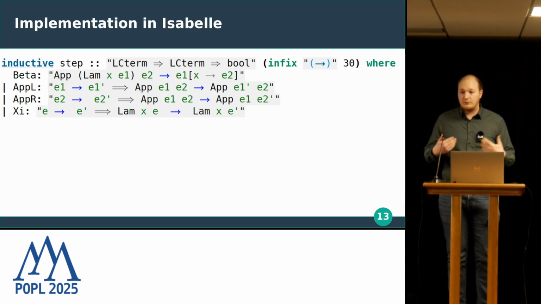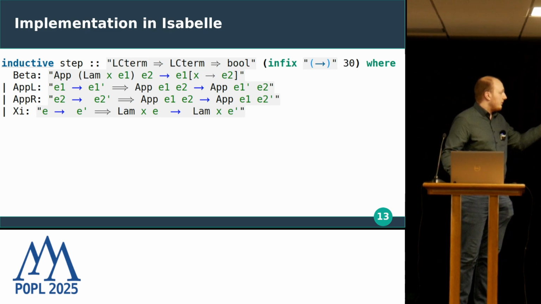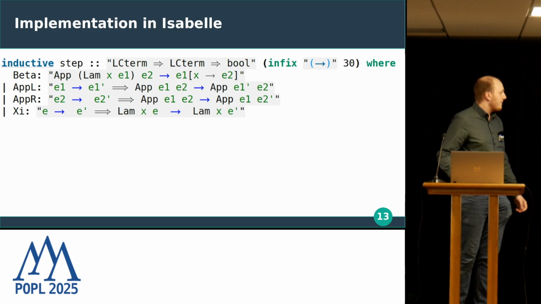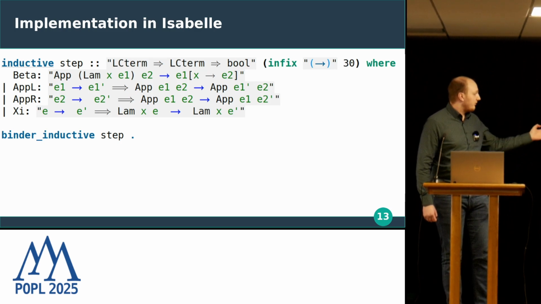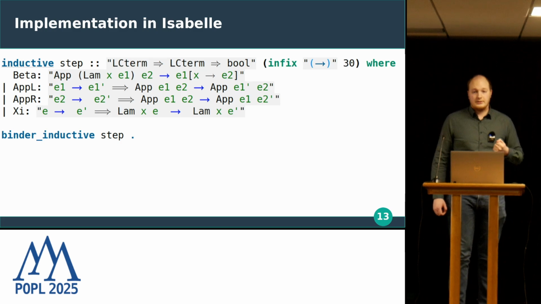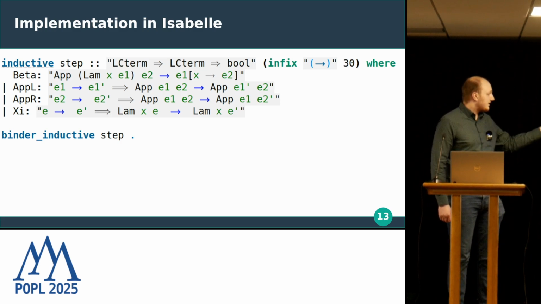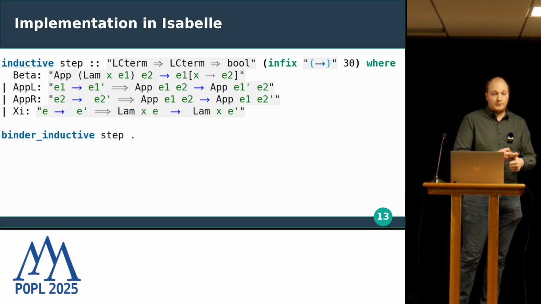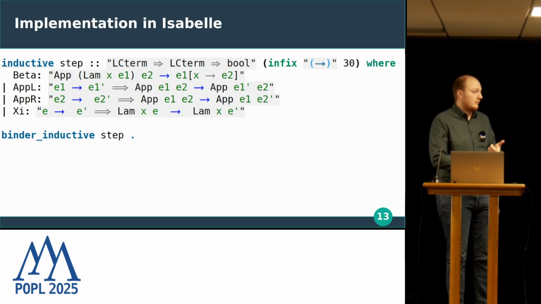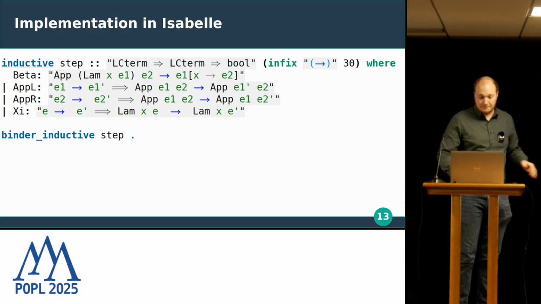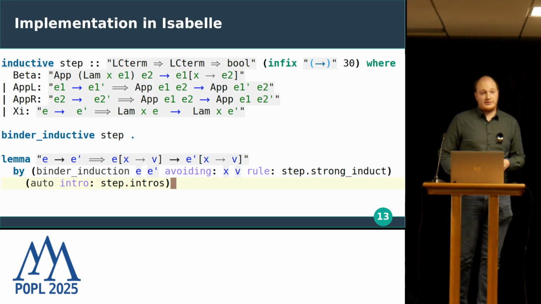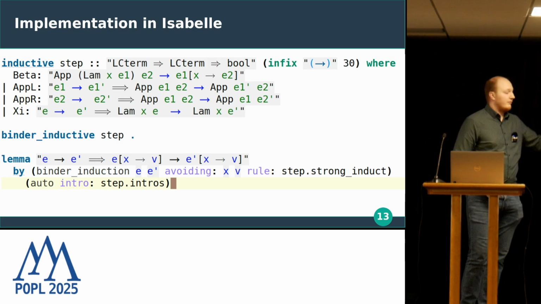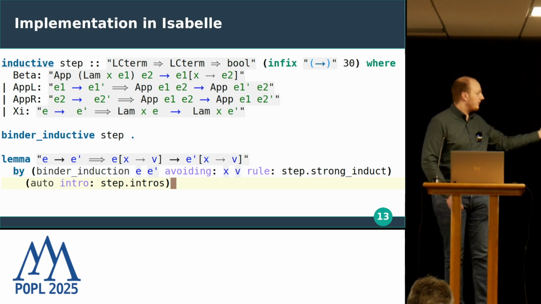So how does it look for the user in Isabelle itself? This is a normal Isabelle inductive definition, like many people probably have used already. And this is the new part. We can use the binder inductive command to strengthen this step relation. And in this case, as I said, we have implemented a heuristic. We do not need to prove either the nominal set structure nor the equivariance or refreshability. It's all automatic in this case. And then the proof I presented on the first slide is easy with this binder induction method we have implemented that lets you avoid the variables of certain parts in your rule.